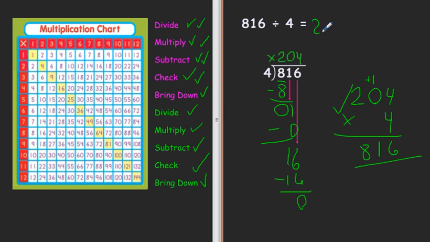So the quotient will be 204. Now I'm going to give you a problem to solve on your own. You're going to try it using the traditional algorithm, and then we'll have a zero.